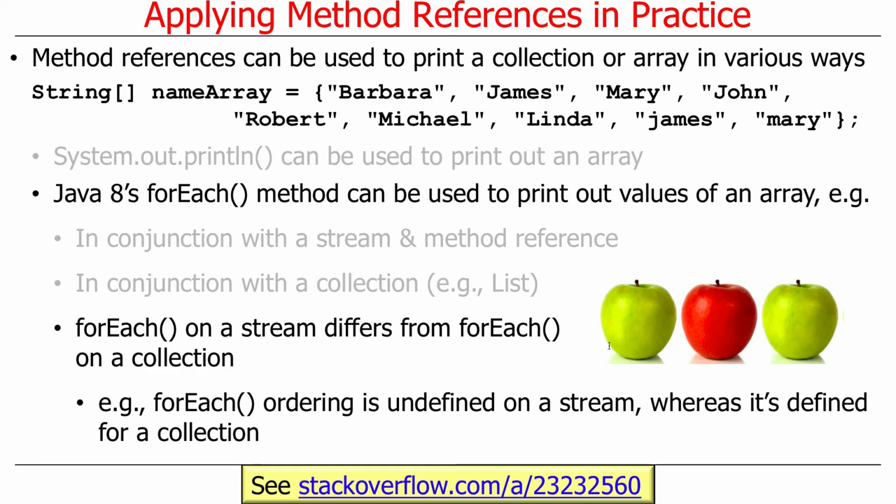In particular, if it's a parallel stream, then the ordering of for each could be non-deterministic. I'll explain why when we get to talking about parallel streams later. The way to think about it for the moment is, in a parallel program, as a general rule, if you don't have to enforce an order, it can often run a lot faster. Whereas if you do have to enforce an order, it may take longer to run because you have to make sure that things show up in the right order.